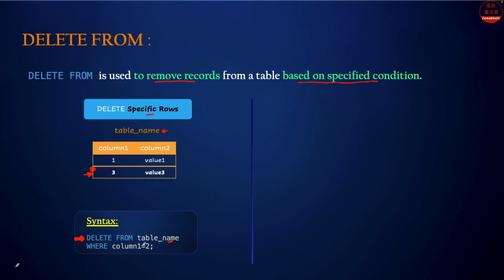Now if you write WHERE column 1 is greater than 1, then we can delete 2 and 3. So we can delete single as well as multiple records.